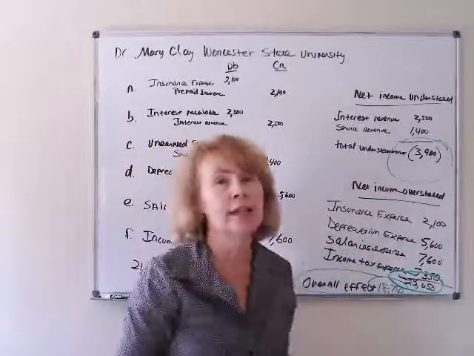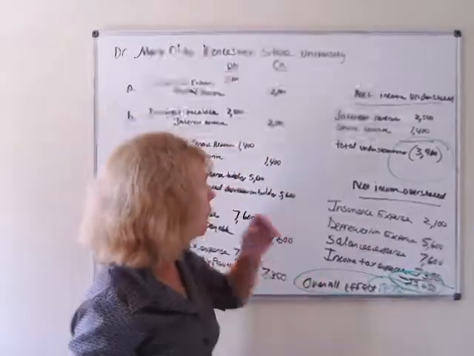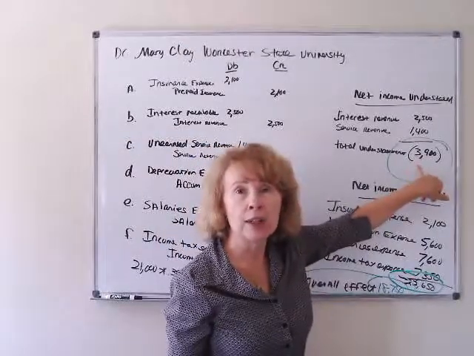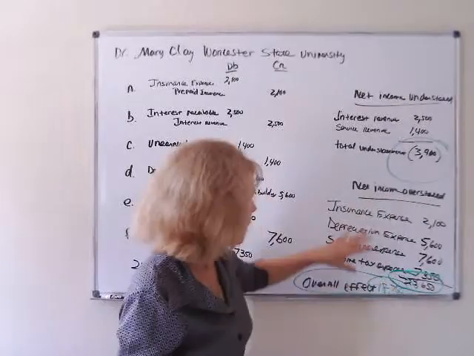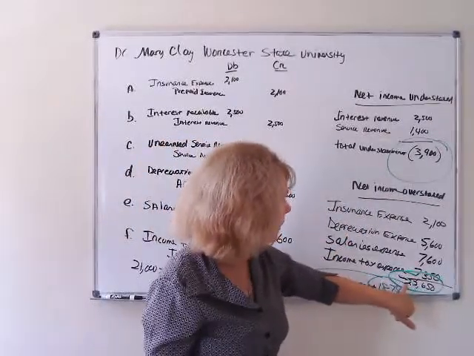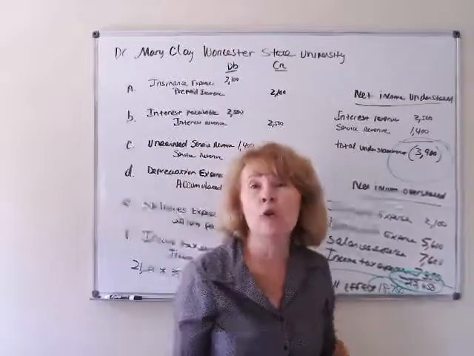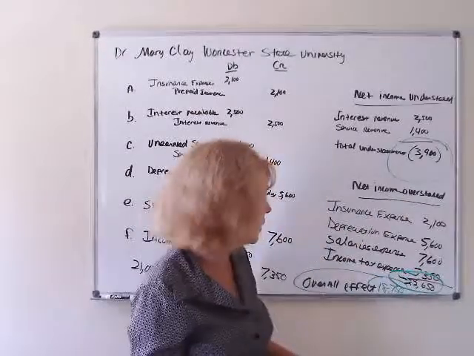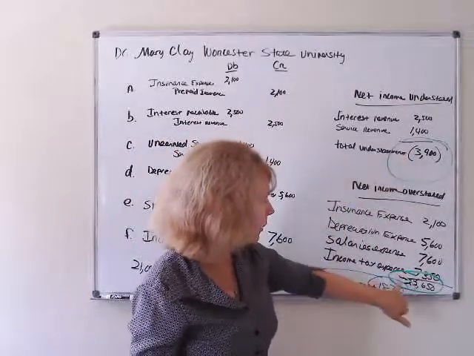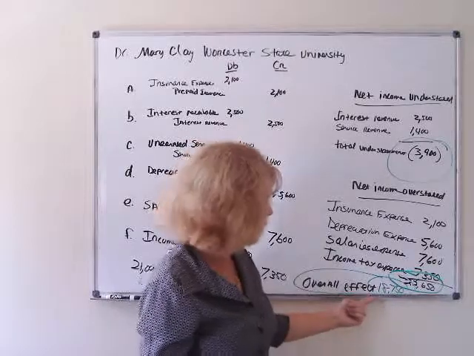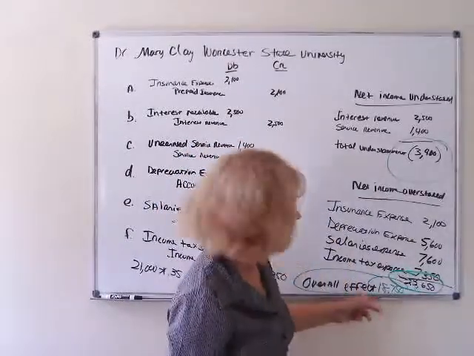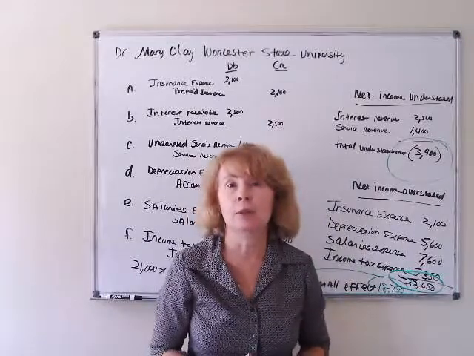So if we didn't do these adjustments, our revenue would be understated by 3,900. Show that in parentheses. If we didn't do these adjustments, our expenses or our net income would be overstated by 22,650. What's the overall effect of the 3,900 and the 22,650? You're going to have a positive 18,750. Okay? And that's how you do that particular problem.